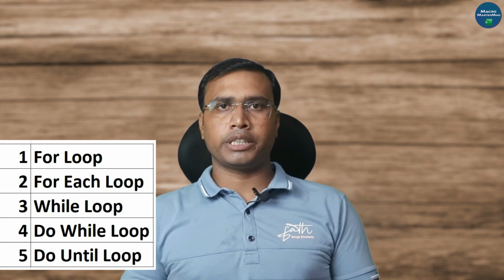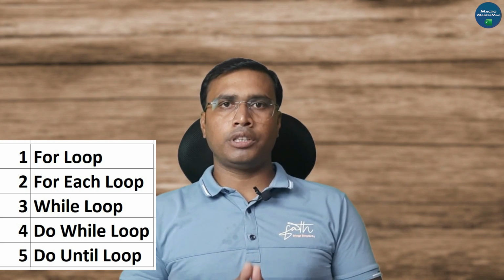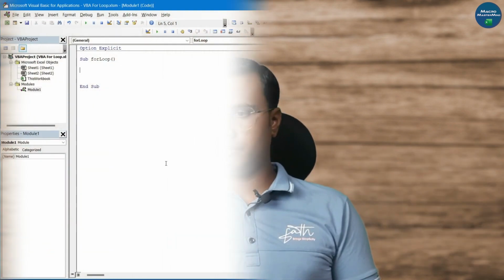Hello and welcome everyone. In today's video we are going to learn about the for loop in Microsoft Excel VBA. In the previous video we learned how to use loops in Microsoft Excel VBA. Actually there are 5 types of loops in Excel VBA, like for loop, for each loop, do while loop and do until loop. So let's go to the computer screen for detail.